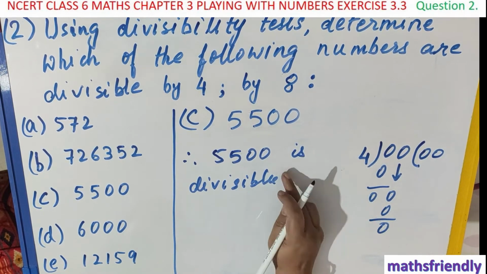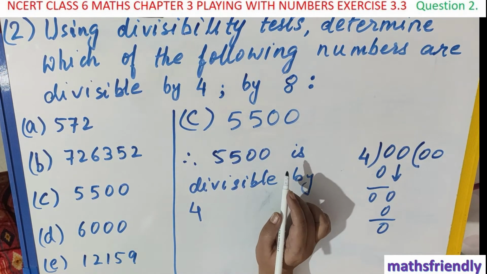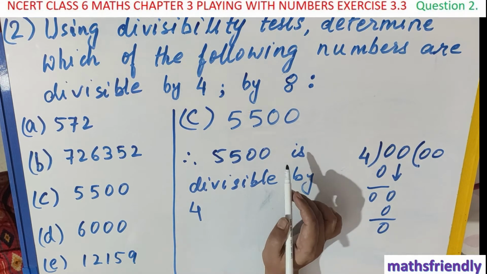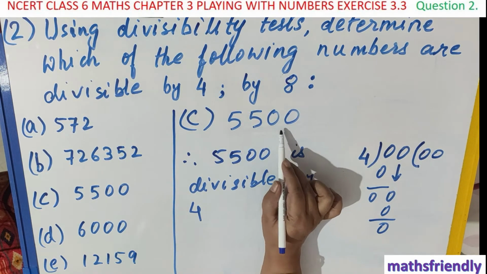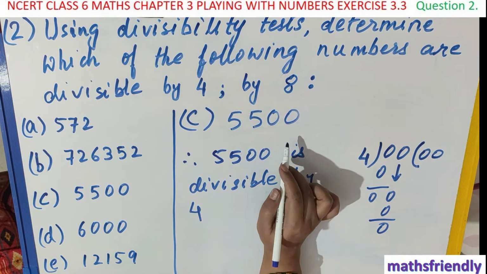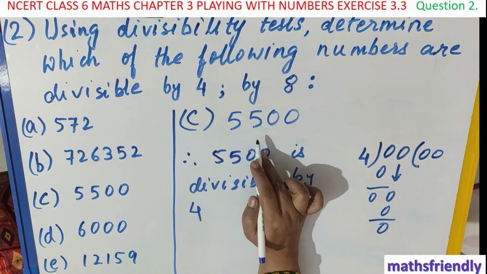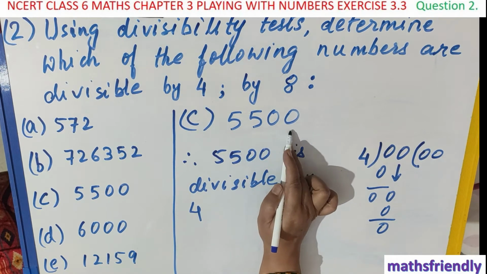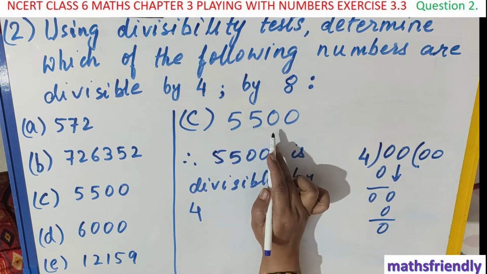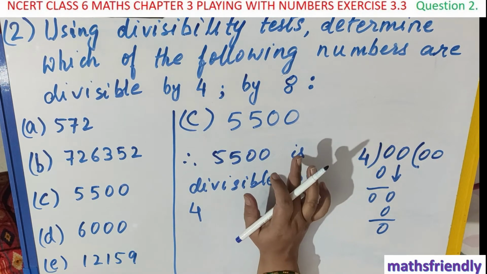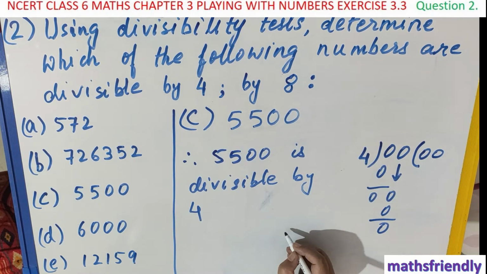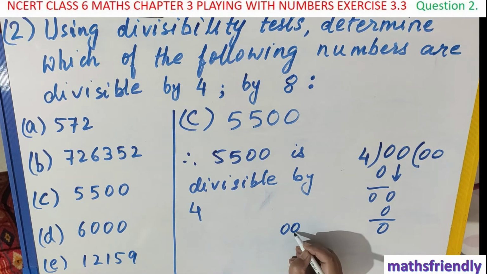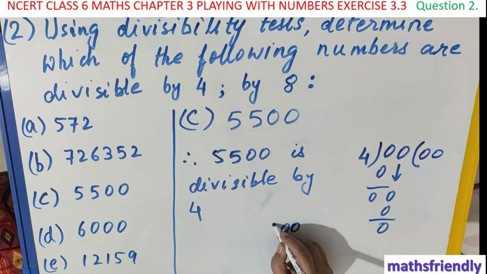So from this we can conclude that if a number has 00 as its last two digits, then the number is divisible by 4. Because see, this number has 00 in its ones and tens places, so this number is divisible by 4. So we can conclude that if a number has 00 in its units and tens places, the number will be divisible by 4. Okay.